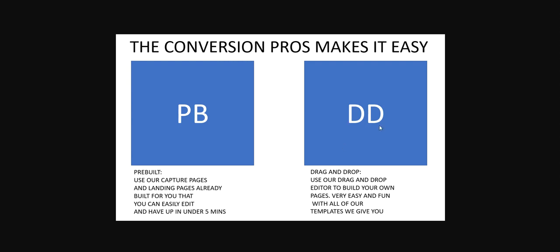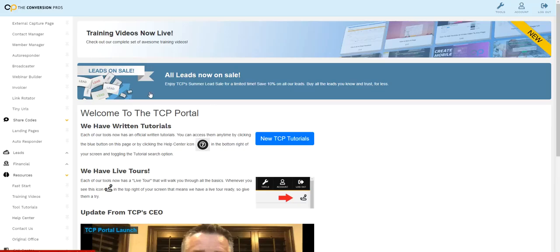Or you can use our DD, our drag and drop system. We give you tons of really fun templates, and it's really fun to build because you're literally just going to drag and drop. Well, let's show you. First of all, let's pick an industry. It could be any industry because it all works the same, but let's pick weight loss. That's a big industry. So the first thing I would do is we have a share code section.